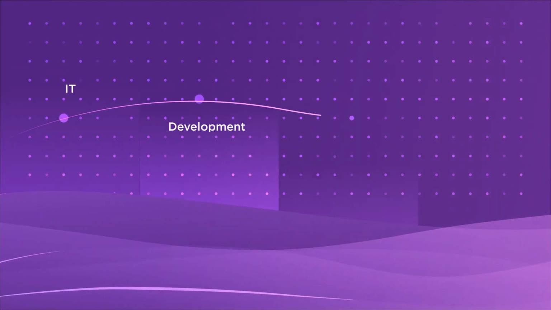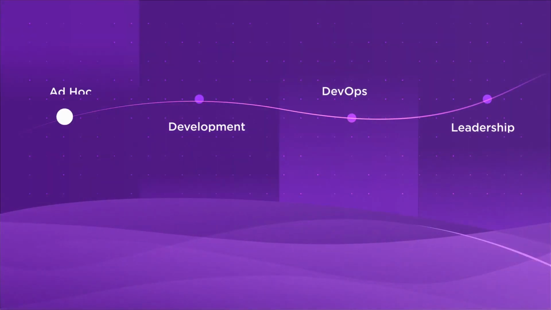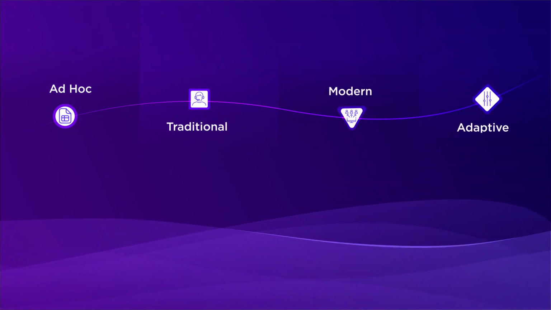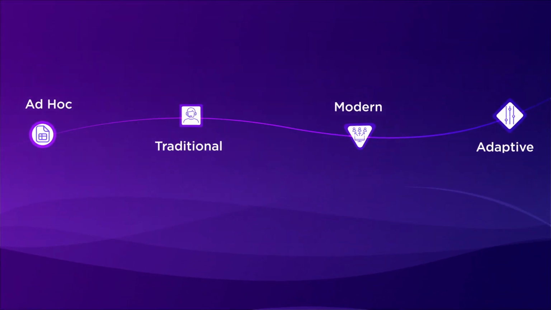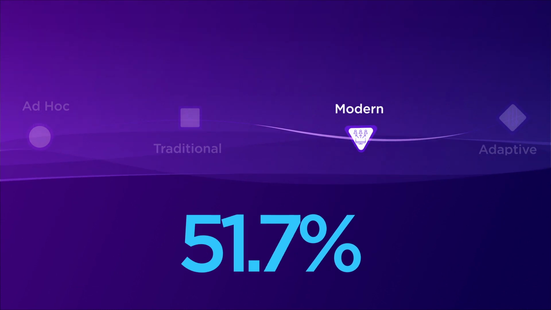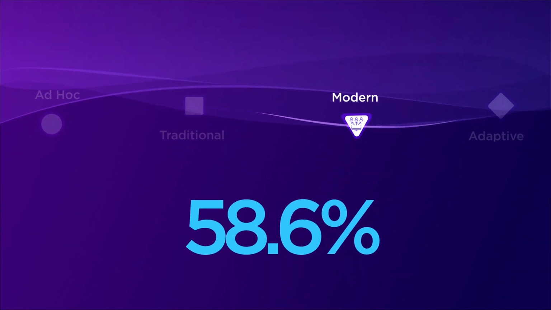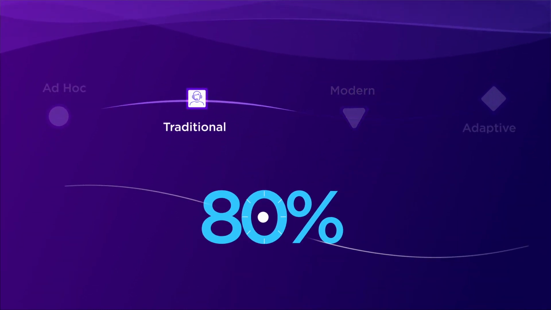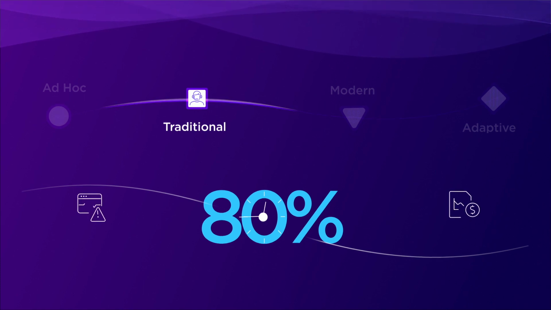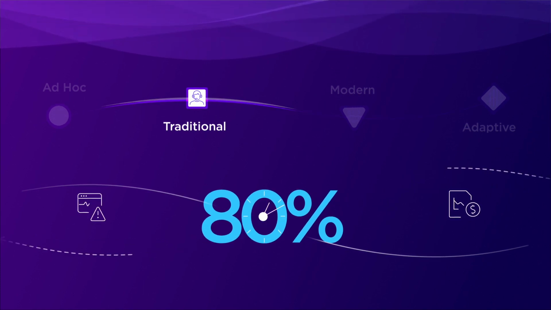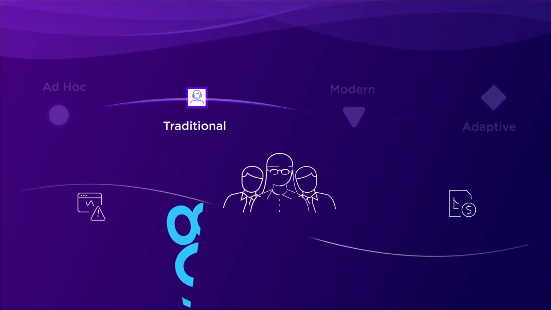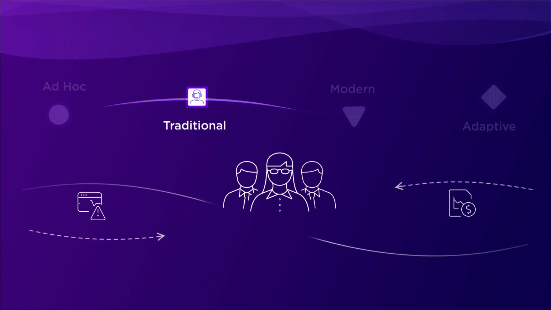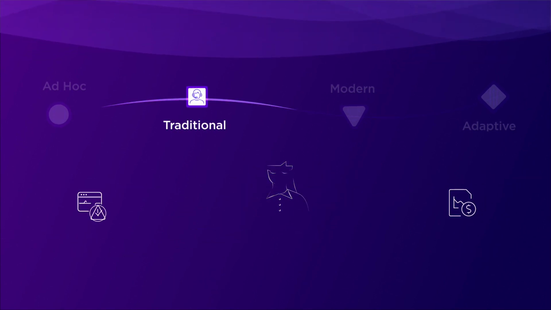In a recent study of 300 technical professionals across IT, development, DevOps, and leadership, we identified four styles of incident management. Most respondents use a traditional or modern incident management approach, and most who practice a traditional approach spend at least 80% of their time working on incidents and issues, have smaller digital transformation budgets, and limited management support.